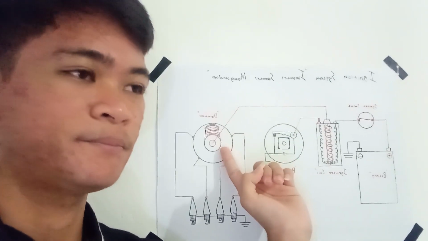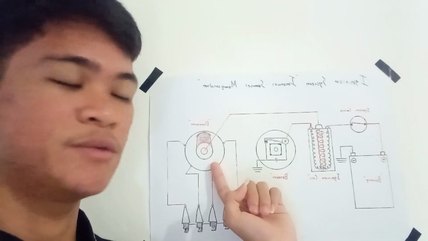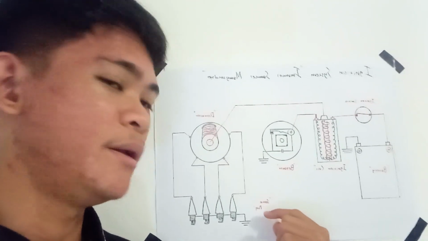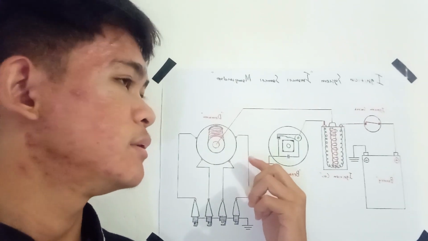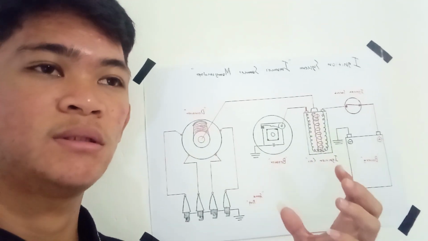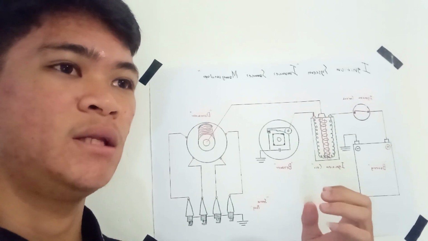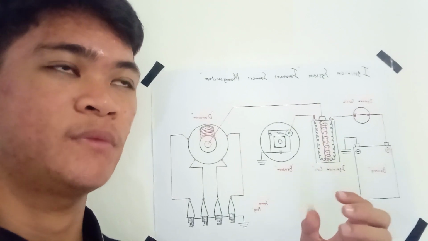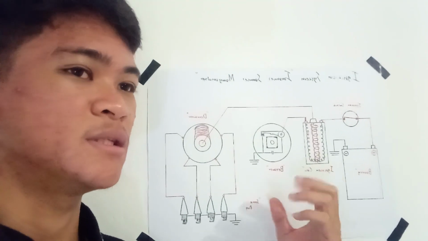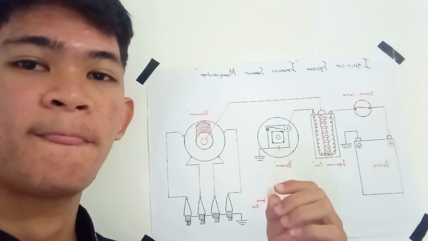After the ignition coil makes the high voltage, the high voltage flows to the distributor, and then the distributor distributes the high voltage from the ignition coil to the spark plug. And then after the high voltage is distributed, the spark plug makes an electric spark in the internal combustion chamber. And then the system continues until the engine is turned off.